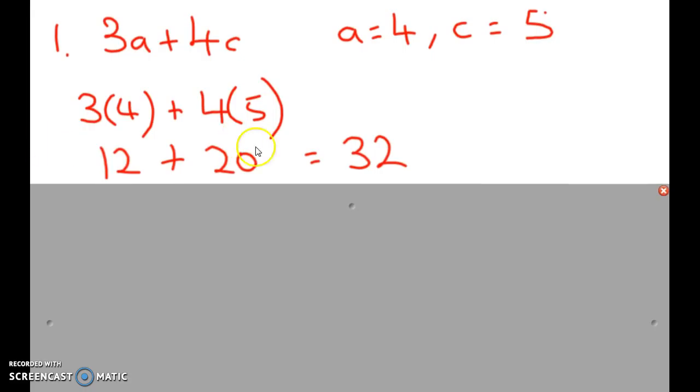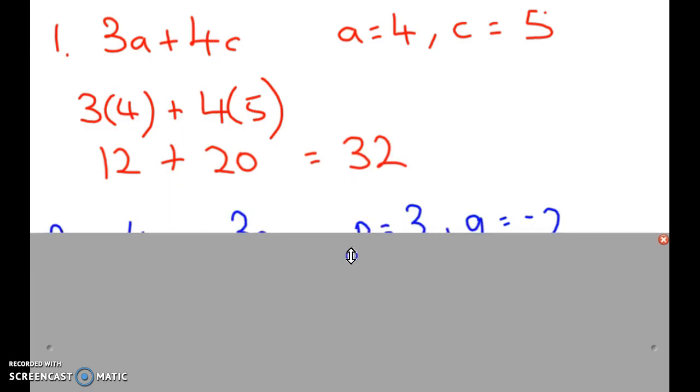So if you're getting to your answer and still having any A's or C's there, that would suggest that you've not quite grasped what's going on here. So see, this stage by the time I've done the substitution, my letters have gone. Multiply this out, add, and there's my answer. Have a look at the second one.